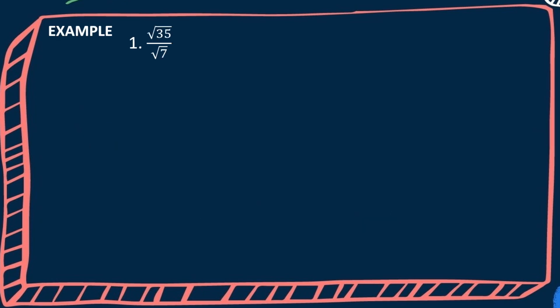For our first example, we will have square root of 35 over square root of 7. Notice that 35 and 7 are divisible by 7. Square root of 35 becomes square root of 5. Square root of 7 becomes square root of 1.